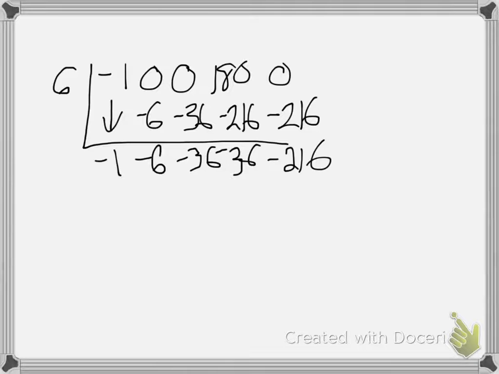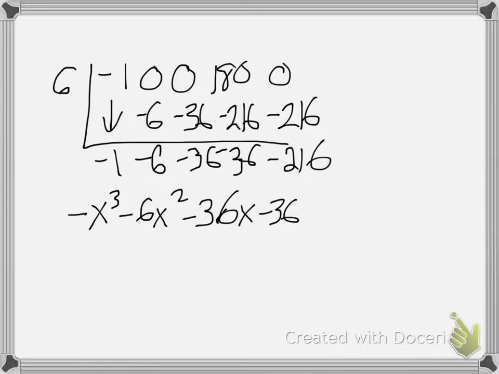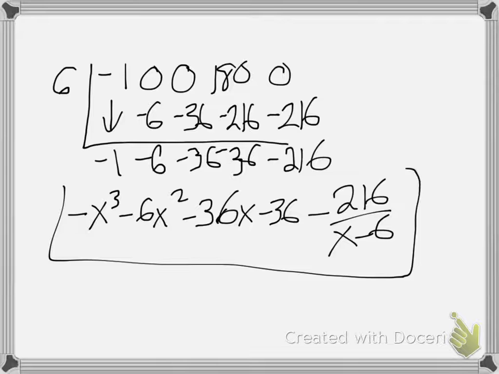Okay, so what do I know? What do I have? I have -x cubed minus 6x squared minus 36x minus 36 minus 216 over x minus 6. Okay, so simple synthetic division. You can write your answer this way. I'm not going to make you write it the weird way the book asked you to write it. It's not really worth it that much. Okay. All right.